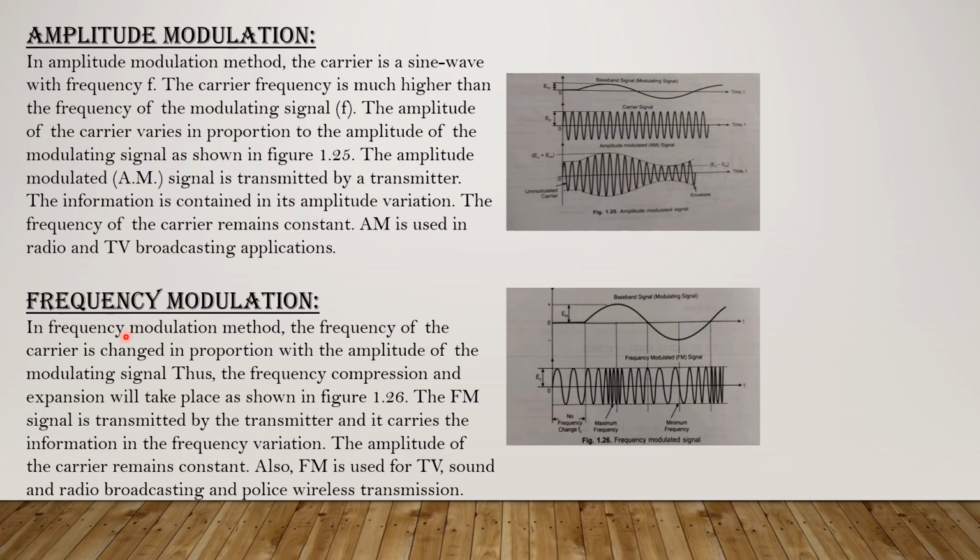After amplitude modulation, we'll see the topic of frequency modulation. In the frequency modulation method, the frequency of a carrier is changed in proportion with the amplitude of the modulating signal. Thus, frequency compression and expansion will take place in the figure. That is the expansion and that is the compression. Here we can see very clearly. The FM signal is transmitted by the transmitter and it carries the information in the frequency variation. The amplitude of the carrier remains constant. Also, FM is used for TV, sound and radio broadcasting and police wireless transmission.